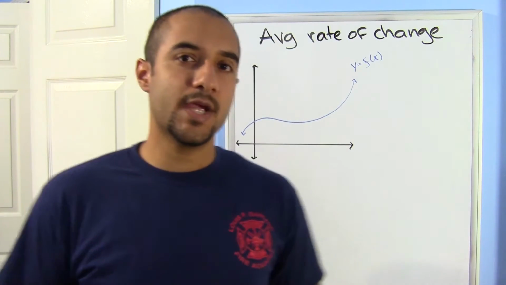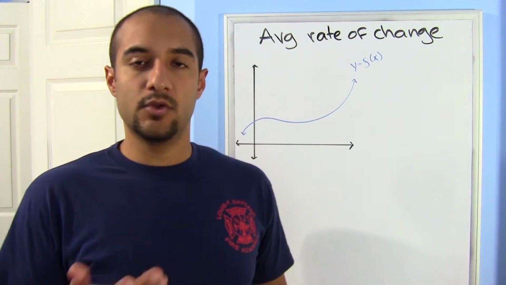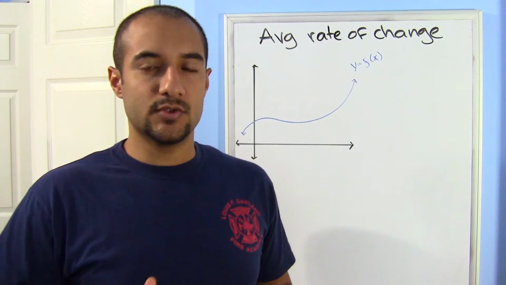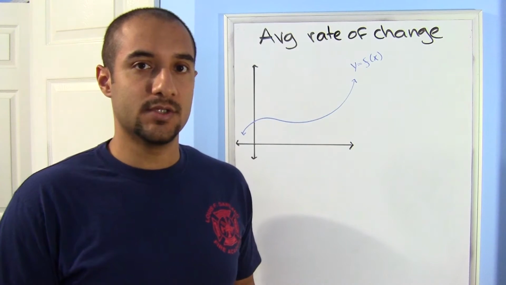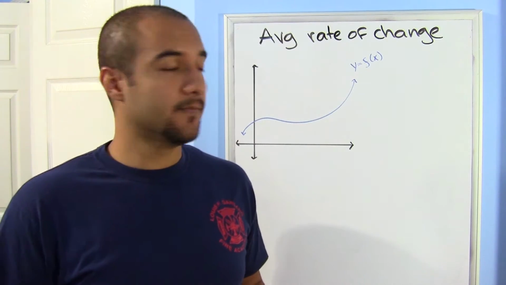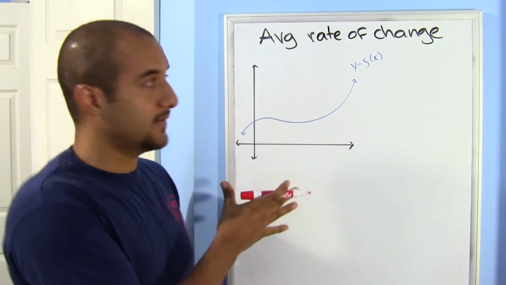Alright, the average rate of change in a straight line you've done before. That's actually just a slope. So you don't have to say the average rate of change, you just say the rate of change, because it's the same throughout. But here, what about something like this?